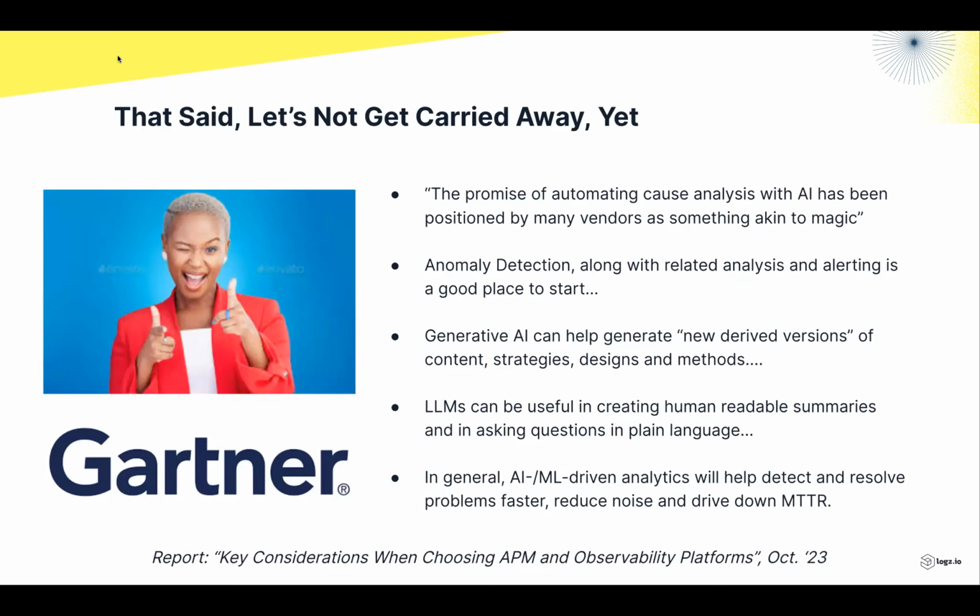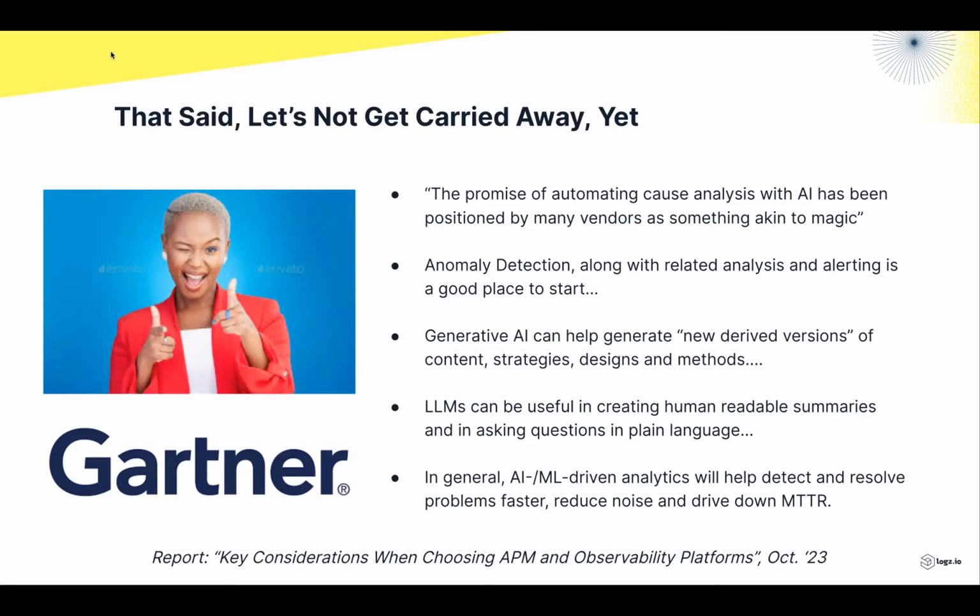But I think this is a great report. This came out last year, and it's directly related to observability and APM best practices. There was a subsection on key considerations when choosing APM and observability platforms about the potential of AI, calling out that some of the marketing out there is a little beyond the pale of what's truly accomplishable today. But there are some things like anomaly detection, which we'll talk about today, that are helpful.